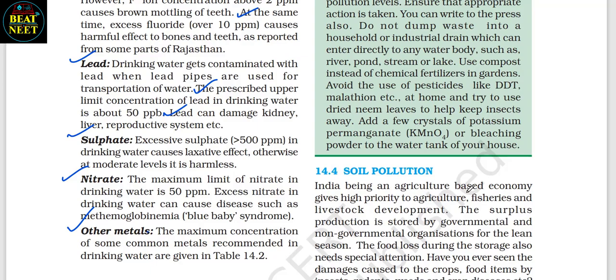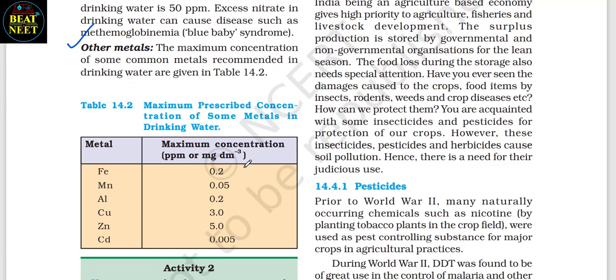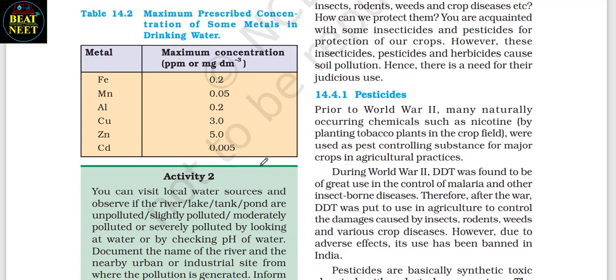Other metals. The maximum concentration of some metals recommended in drinking water is given in table 14.2. Here you can see the maximum prescribed concentration of some metals in drinking water. Fe 0.2, Mn 0.05, aluminium 0.2, Cu 3, zinc 5, cadmium 0.005.